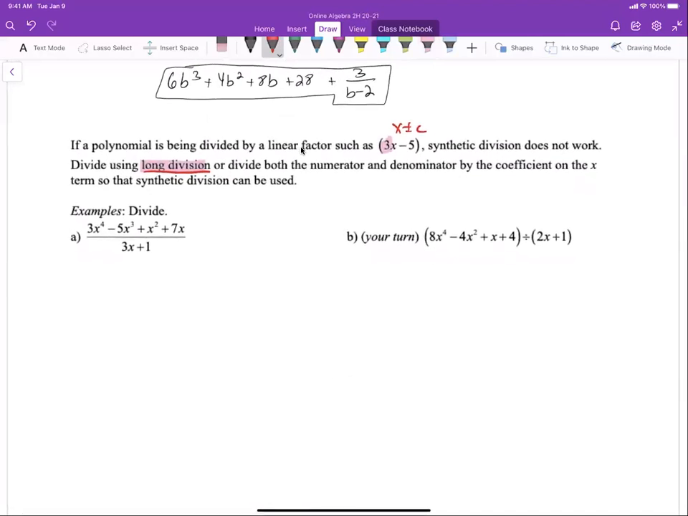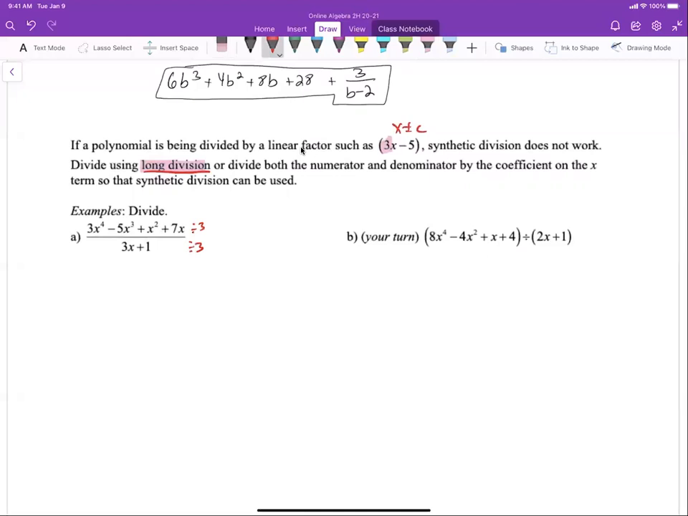So what does that mean? What we need to do is divide both the numerator and the denominator by 3, every term by 3, so we can get rid of that 3 in the coefficient on that x term. So I'm going to divide everything by 3 and everything by 3. And so what is that going to give me?